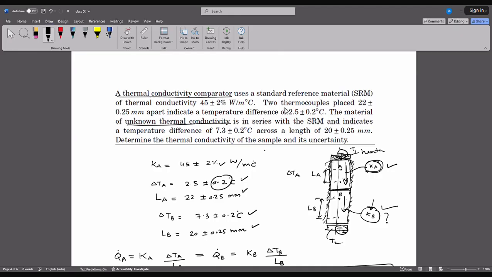You drill some holes into this material and insert thermocouples. Typically, you try to measure temperature at the center, so you drill the hole to the center of this rod. You measure temperature at two different points located at a distance of La, and you measure this temperature difference to be delta Ta. Similarly, in material B, you measure the temperature difference to be delta Tb, and the distance between these two points is Lb.